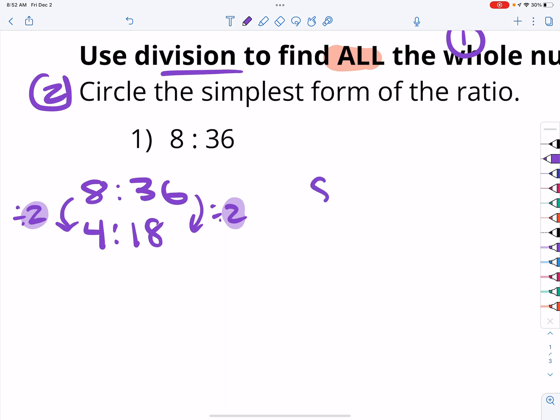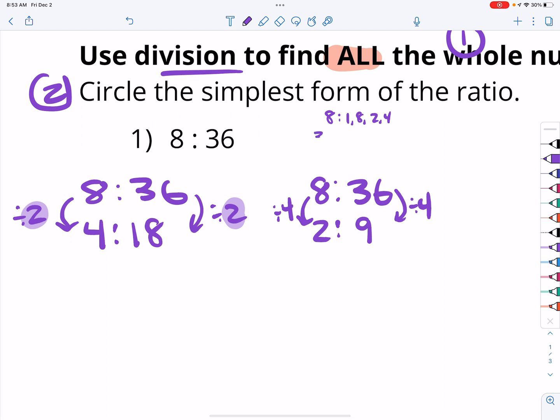I'm going to rewrite it again because I know 8 and 36 can both be divided by 4. So 8 divided by 4 is 2, and 36 divided by 4 is 9. If I think about all of the factors of 8, they are 1 and 8, 2 and 4, and that's it. For 36, the factors are 1 and 36, 2 and 18, 3 and 12, 4 and 9, and 6 and 6.